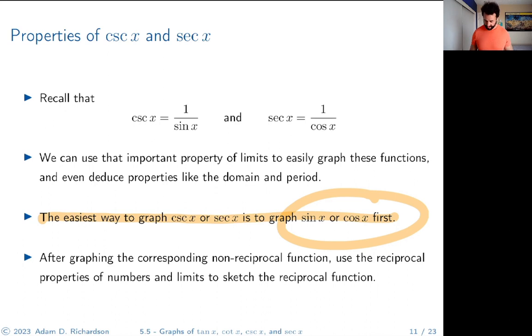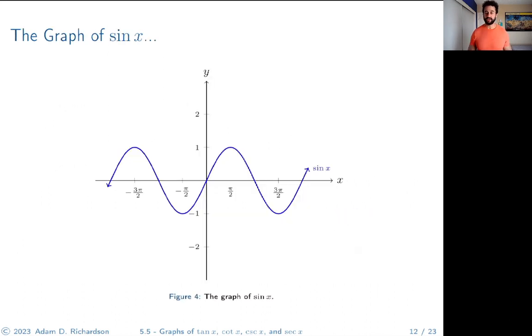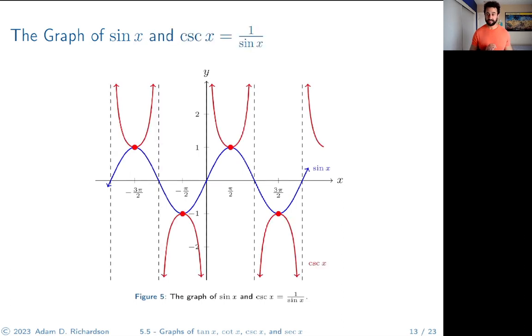So here we go. Let's start here. This is the graph of sine of x. And nothing too fancy here, it's just a standard sine graph. Now, this is the graph of sine of x and cosecant of x. Boom. There it is. So I'm going to just pause here for a minute.